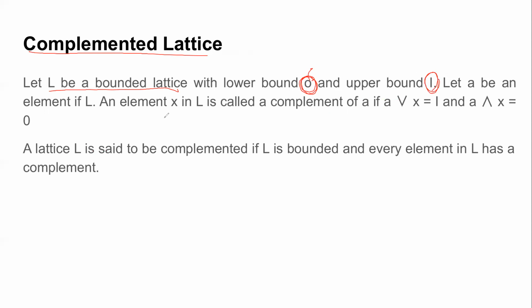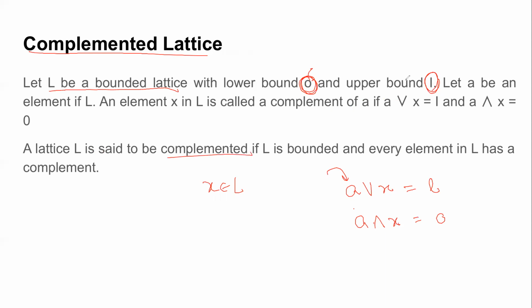If an element X exists in set L, we say that this element has a complement if, when you take the union of this element and its complement, it gives you the upper bound, and if you take the intersection of the element with its complement, it gives you the lower bound. If such a complement exists for all the elements, such a lattice is known as a complemented lattice.